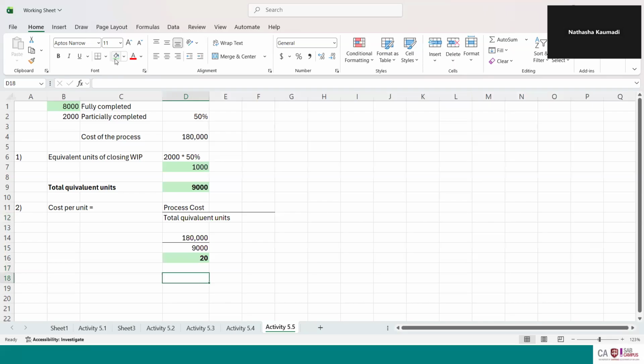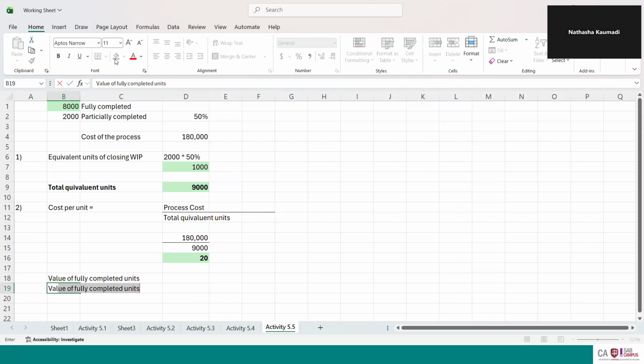20 rupees. Then what is the value of fully completed units? And then how much is the value of closing WIP? So how many fully completed units are there? 8,000 fully completed units, multiplied by 20. Cost is 160,000. How many closing WIP units are there?